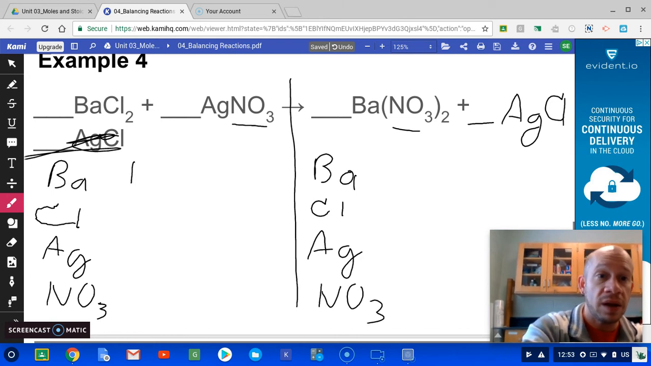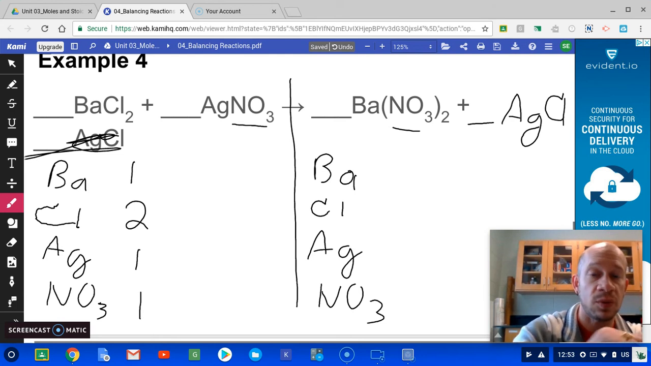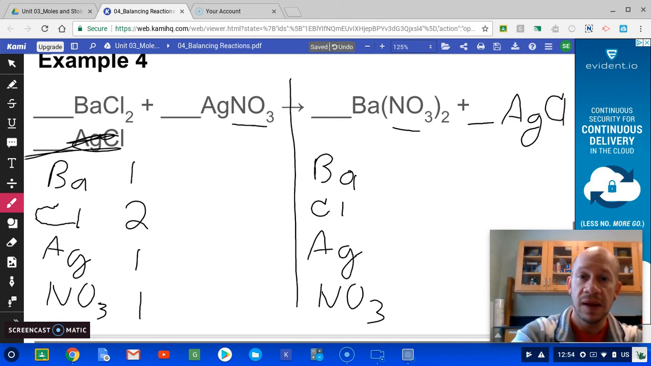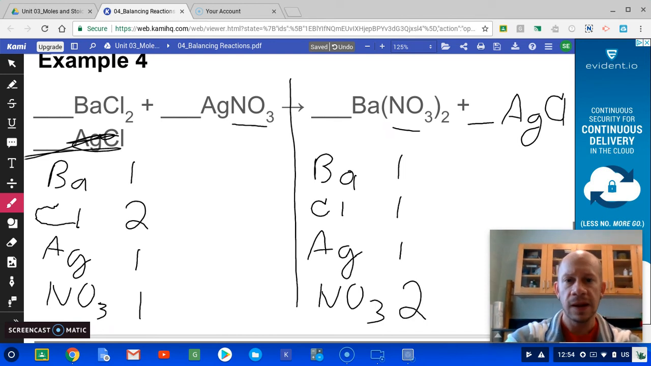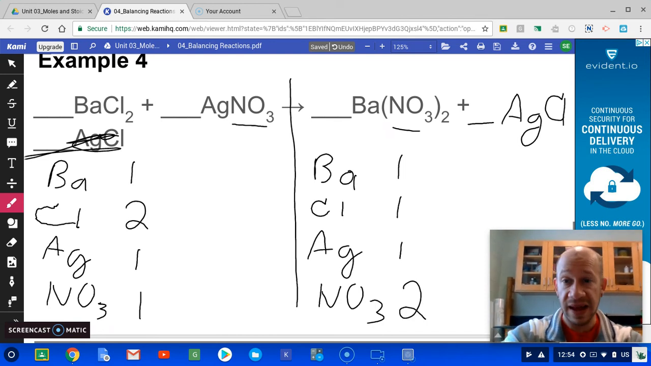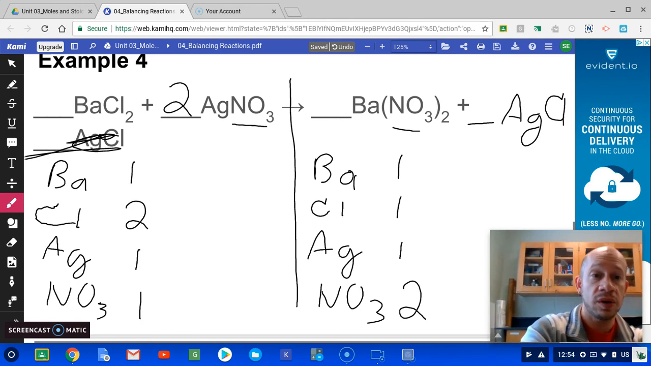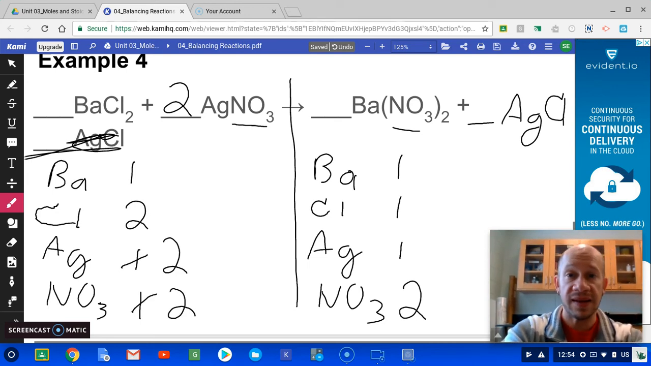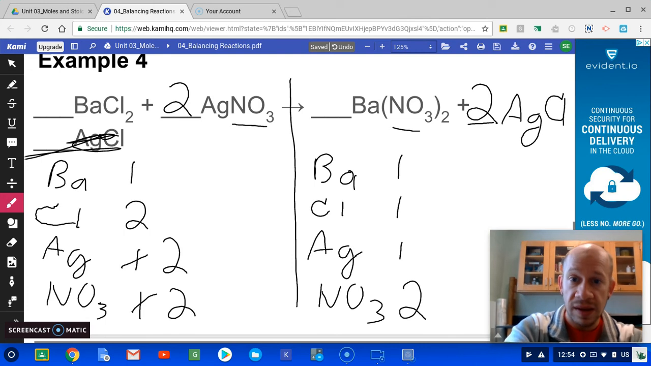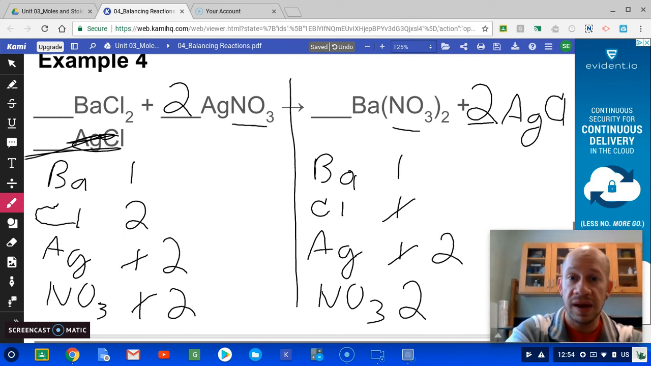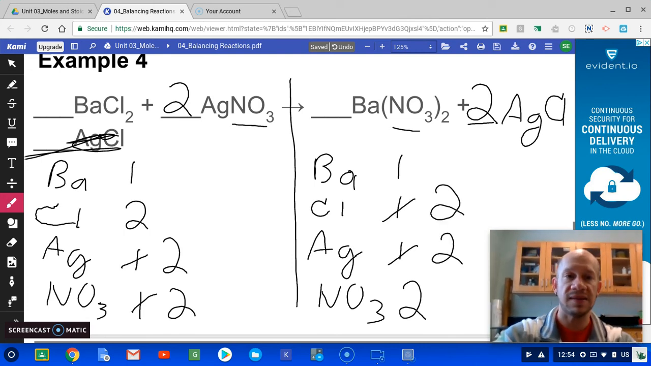Before my arrow, I've got 1, 2, 1, and 1. The NO3, because it's only listed once, means I only have one group of it. 1, 1, 1. And notice this parentheses with the 2. That tells me I have 2 of these groups. So in this case, I have a couple of things different. If I add a 2 in front of my silver, 2 and 2. Now I have my silver not balanced. If I add a 2, I can change this 2 and this 2, and that balances the equation.